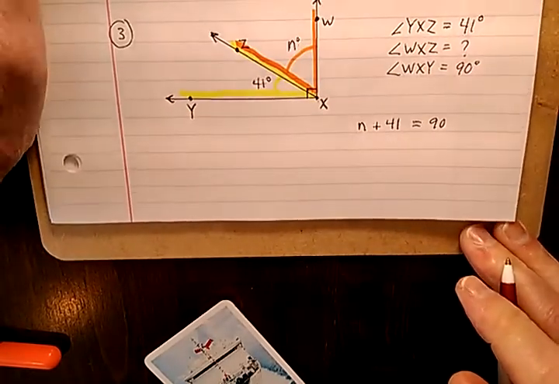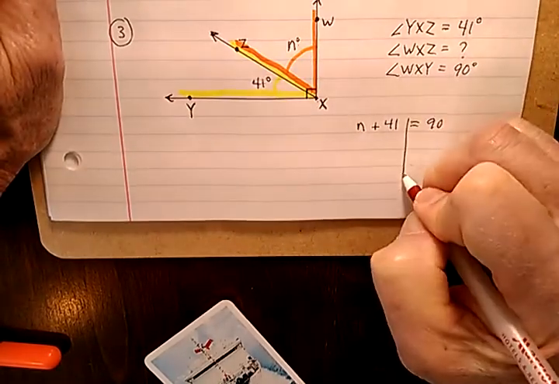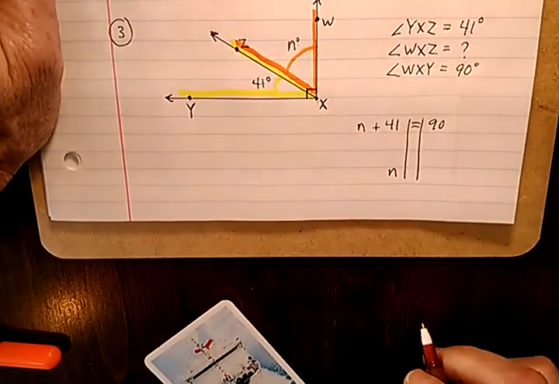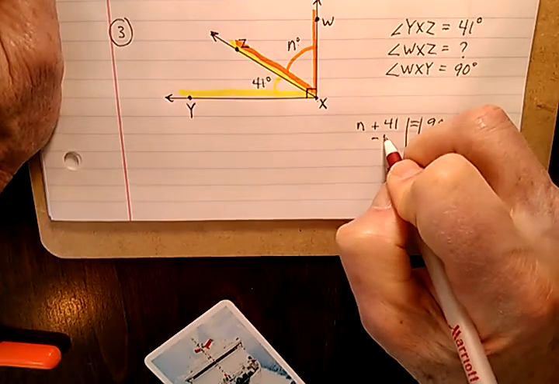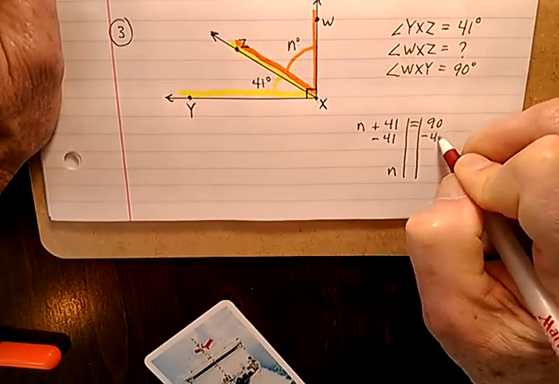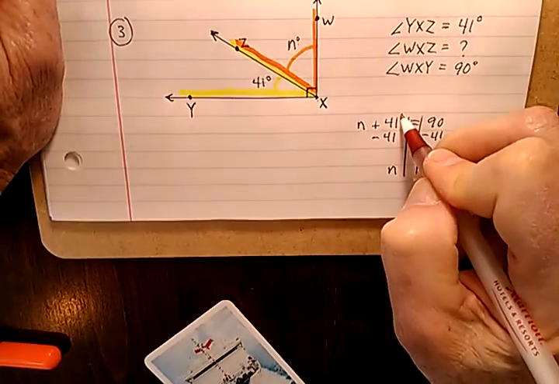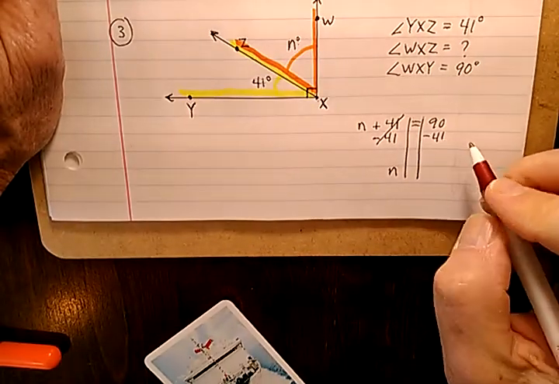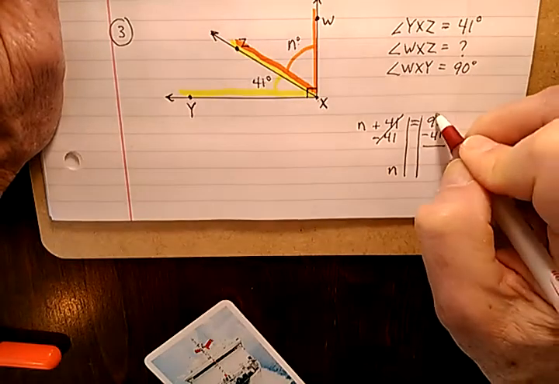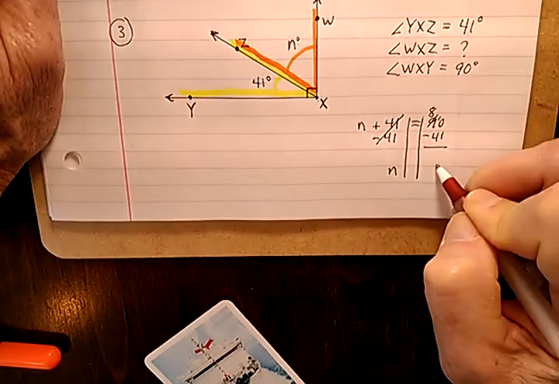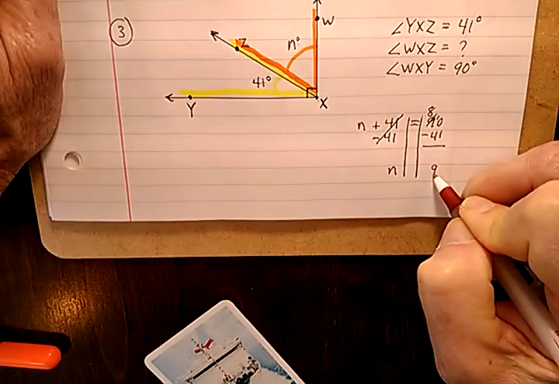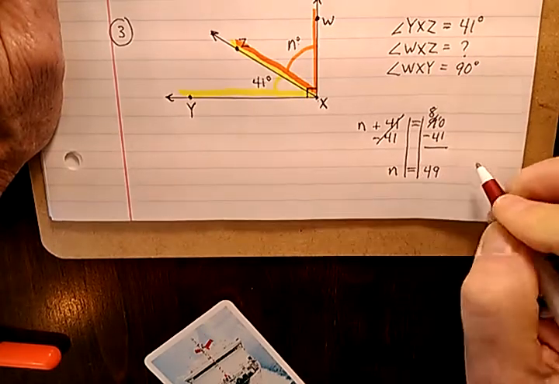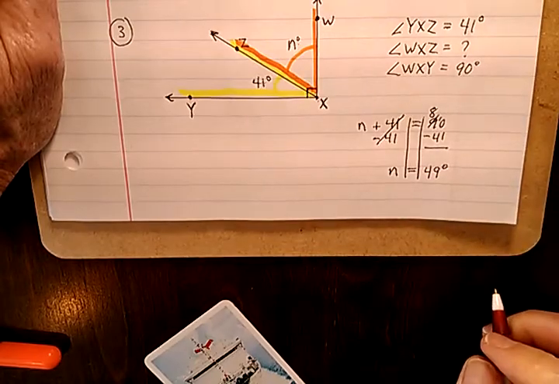And then we just solve it like a regular equation, drawing our train tracks. We need to get N all by itself on this side. So if I take away 41 here and take away 41 over here, these cancel out. Those are zero pairs. And now N equals 90 minus 41. Let's see. Borrow from there. That's 9, 4, 49. N equals 49 degrees.